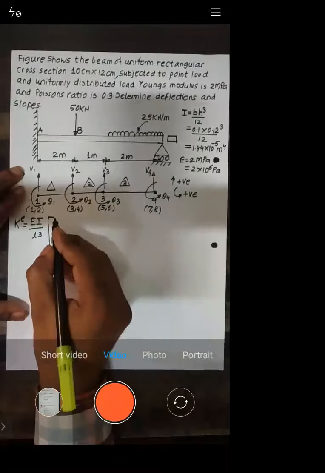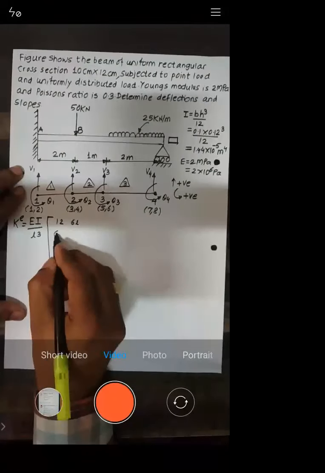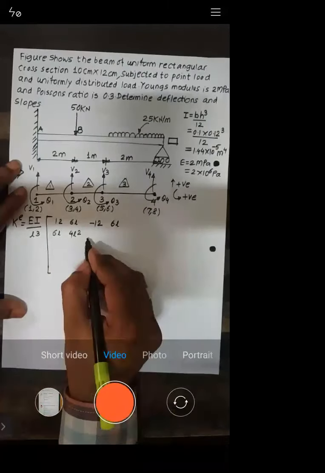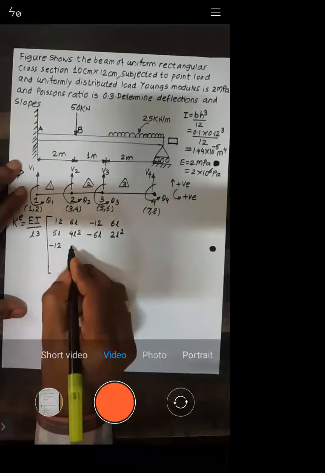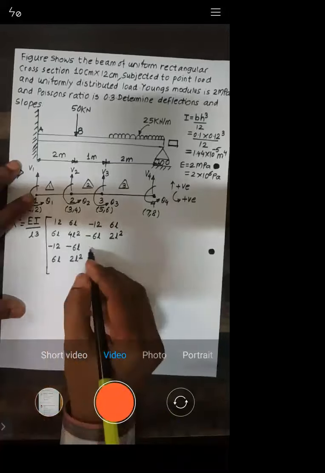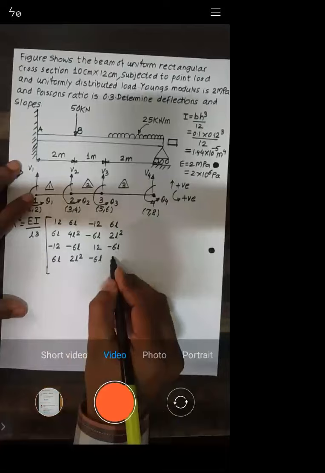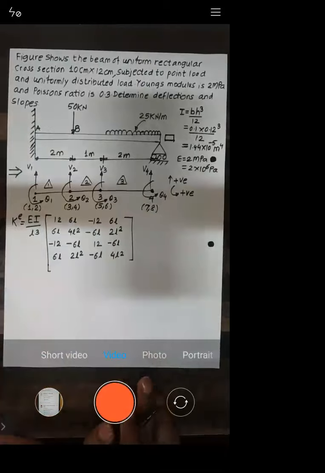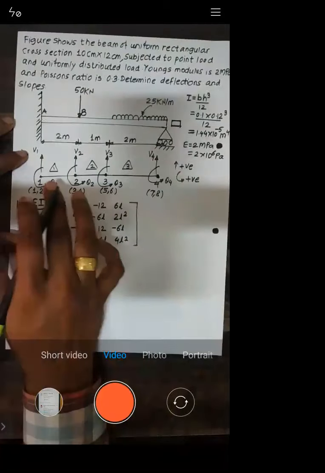This is 12, 6L, minus 12, 6L. This is 4L square. Then minus 12, minus 6L, 12, minus 6L, 2L square. Then 6L, 2L square, minus 6L, 4L square, right? So this is the value of the element stiffness matrix. Now we need to write down these element stiffness matrices for the individual elements 1, 2, and 3.